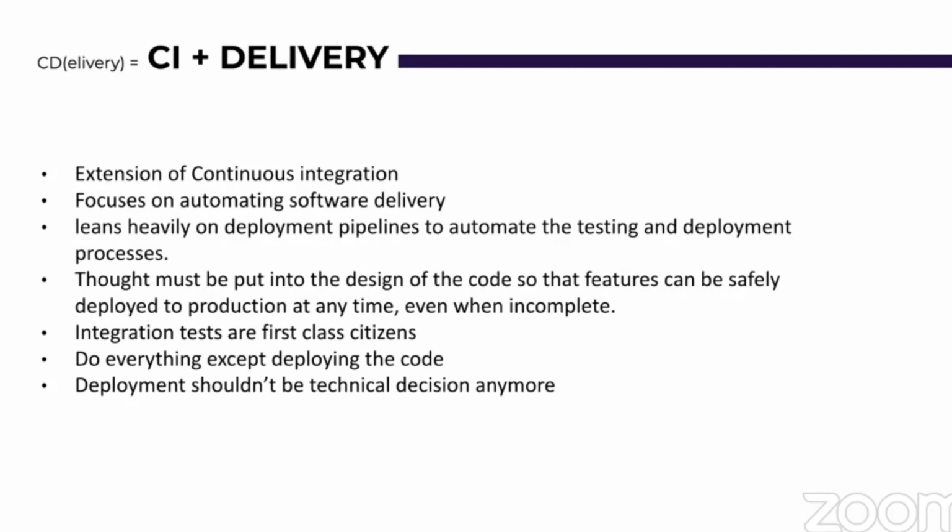Focusing on automating software delivery, continuous delivery includes all the steps necessary to make your software deployable. This includes running comprehensive tests, quality assurance using tools, creation of builds, code signing, generating documentation, and deployment to pre-prod or user acceptance environments. So you can think of continuous delivery as everything except the deployment.